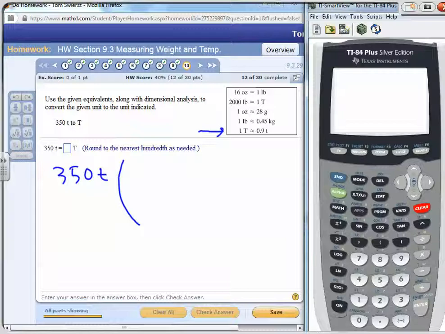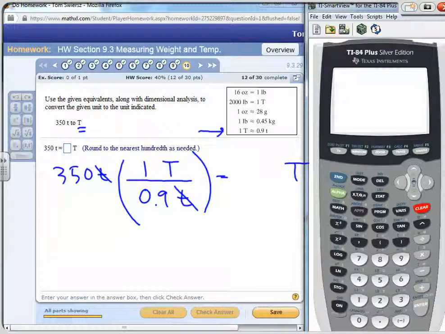So again, we want to convert to the capital T. So 1 capital T is equal to 0.9 small t, or metric tons. Now again, notice we want to get to capital T. That's in the numerator. The small t's we want to cancel. So we're going to set it up like that. The small t's cancel. Our answer is going to be in English tons.